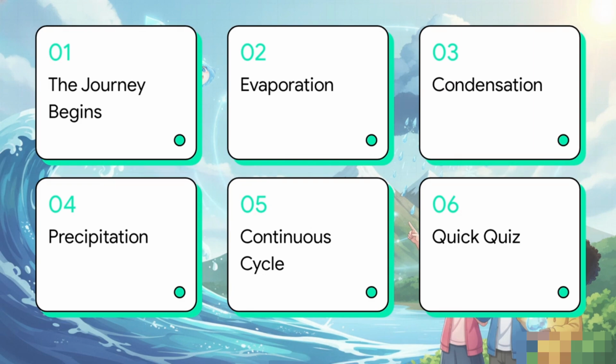Well, let's look at our journey map, Hamara Safar ka Naksha. We're going to start with the journey begins, then move on to evaporation, condensation, precipitation, and the continuous cycle. And stick around, because at the very end, we've got a super fun quick quiz to test your knowledge.